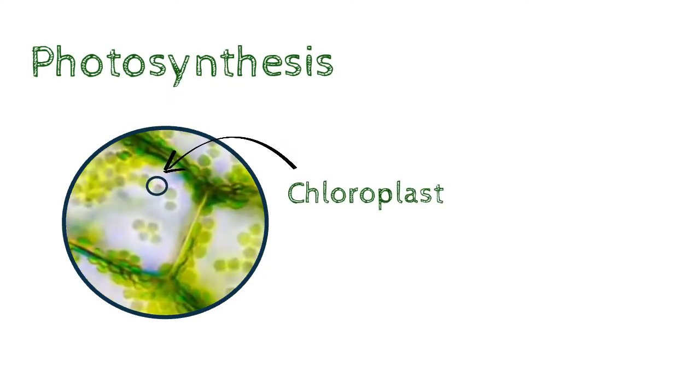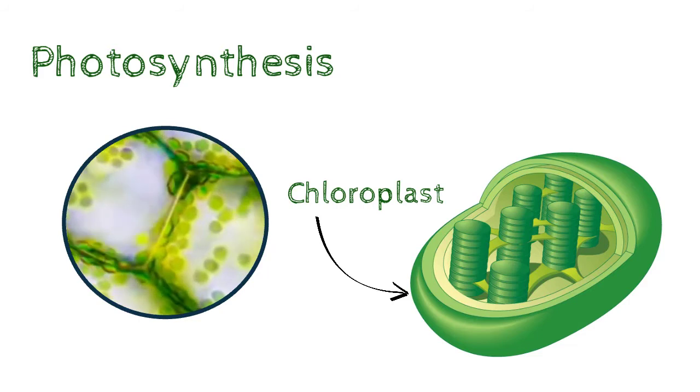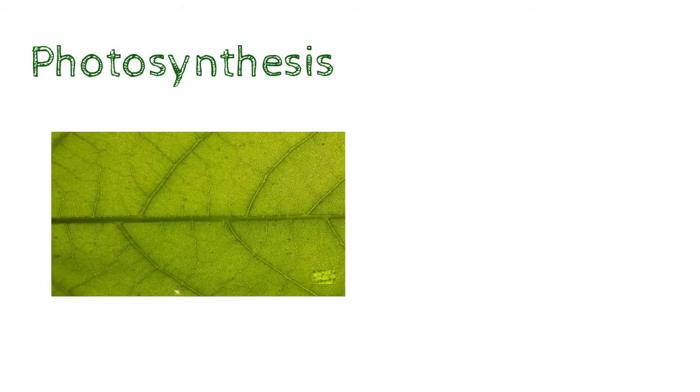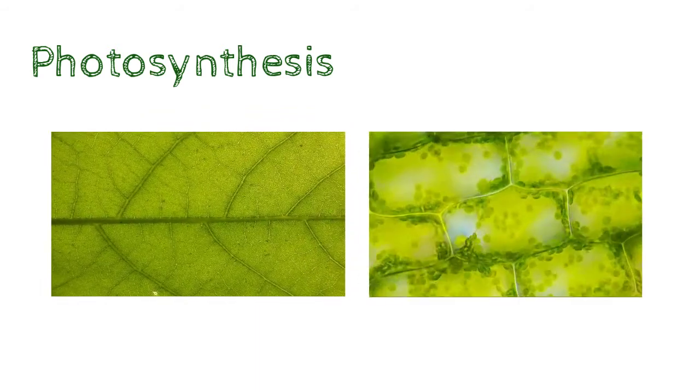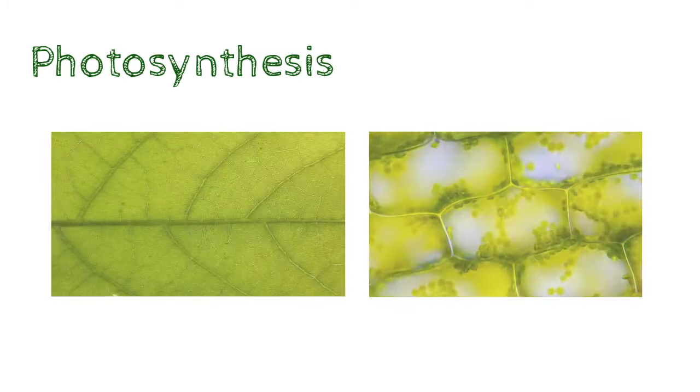Photosynthesis occurs in an organelle called a chloroplast. While all plants perform photosynthesis, not all plant cells have chloroplasts. Leaf cells contain lots of chloroplasts, making leaves the primary location in the plant where photosynthesis occurs.